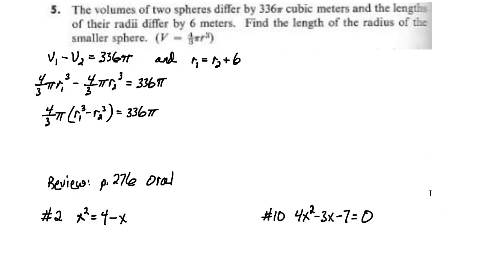Number 5, the volumes of 2 spheres differ by 336 pi cubic meters, and the length of their radii differ by 6 meters. Find the length of the radius of the smaller sphere. So I took the first sentence and I showed it out like this. The volume of the first minus the volume of the second is equal to 336 pi. And I took the next part and I wrote it like this. The radius of the first is equal to the radius of the second plus 6 more.